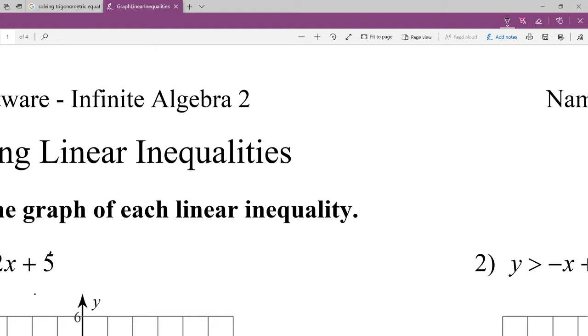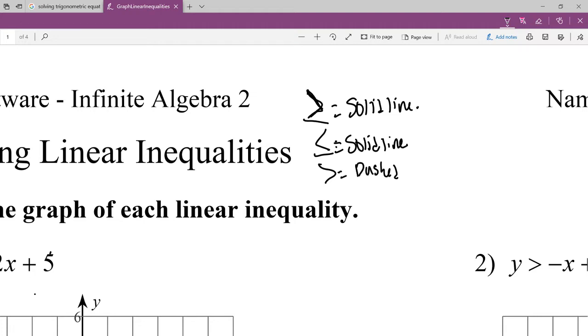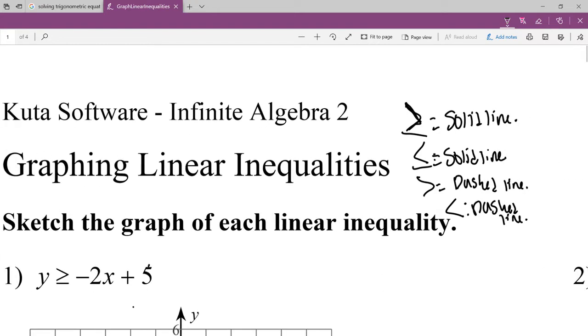If it is greater than or equal to, you do a solid line, and also if it's less than or equal to, you do a solid line. And if it's greater than, you do a dashed line, and if it's less than, you do a dashed line as well. So I'll get to what that means in a second.